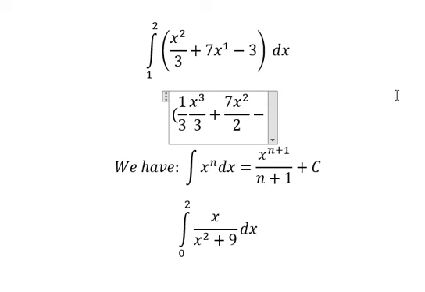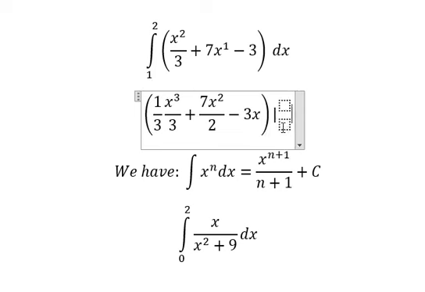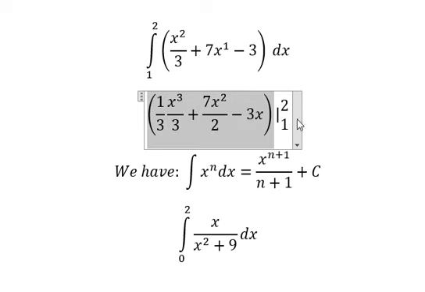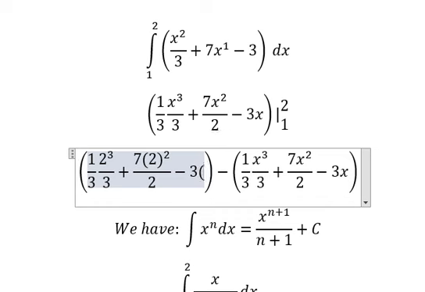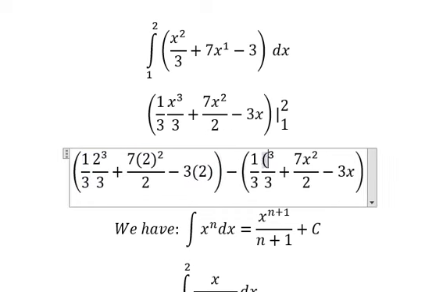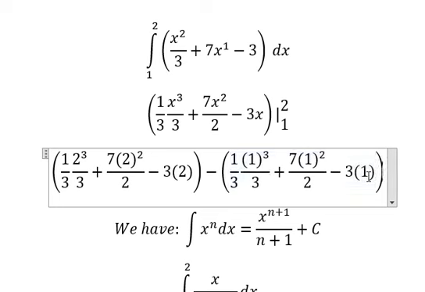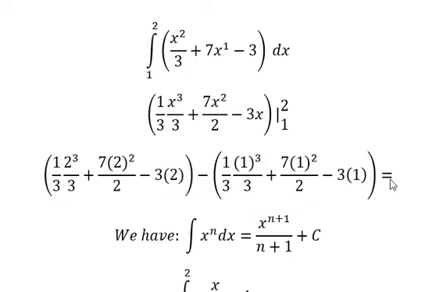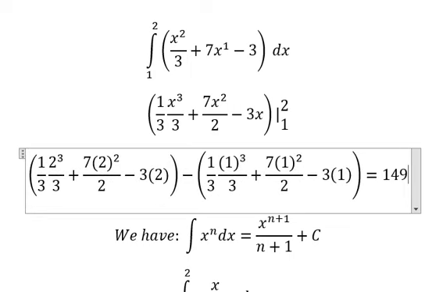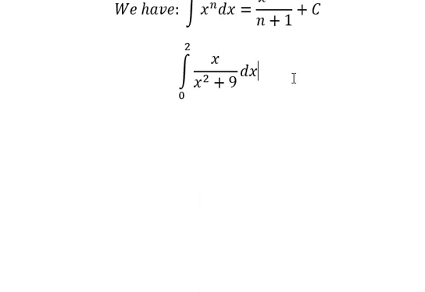The next one is x, and then we put the bounds from number 1 to number 2. So I will put number 2 going here. So number 1 going here. So we calculate this one, and we have 149 over 18. Now let's go to the last one.